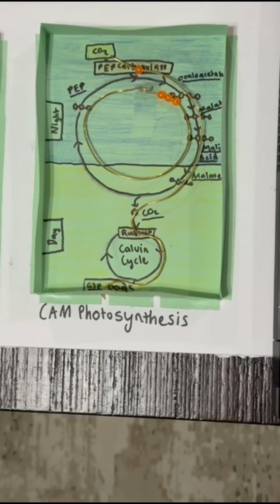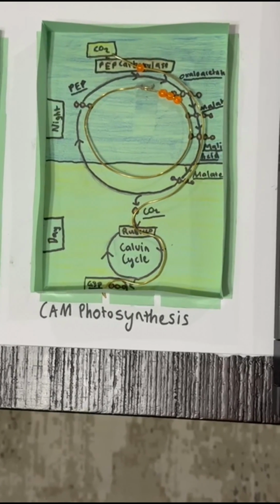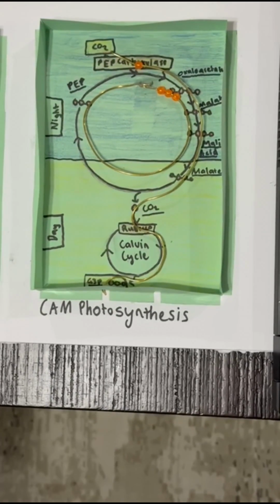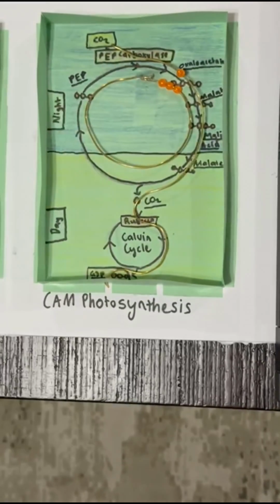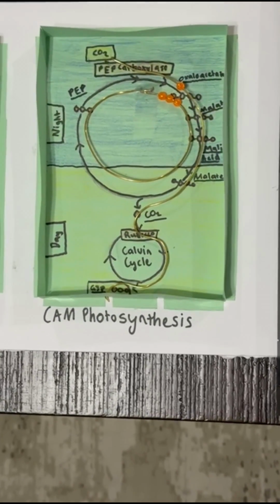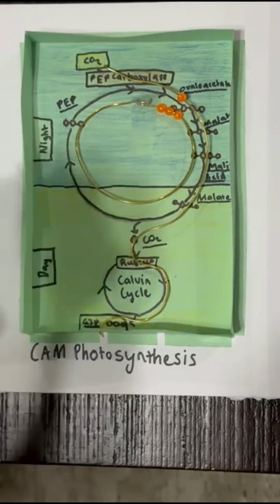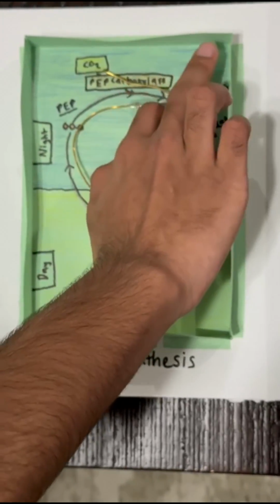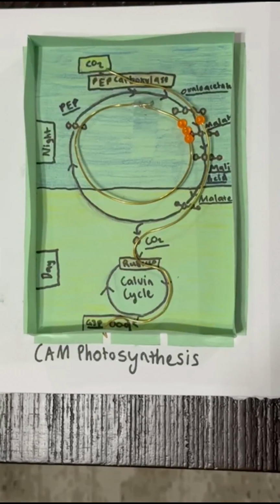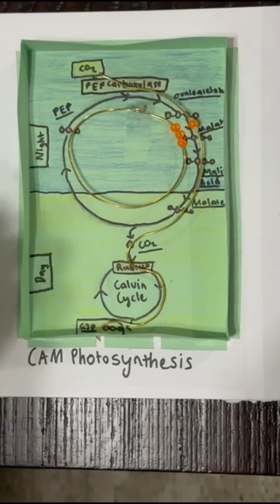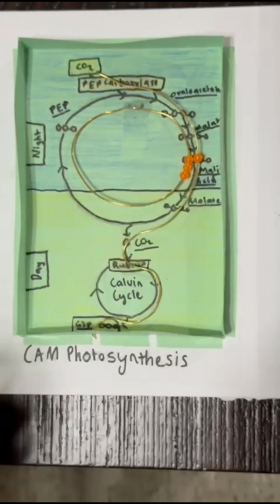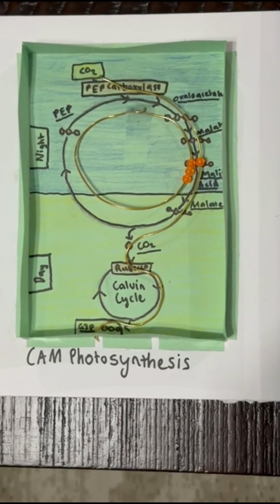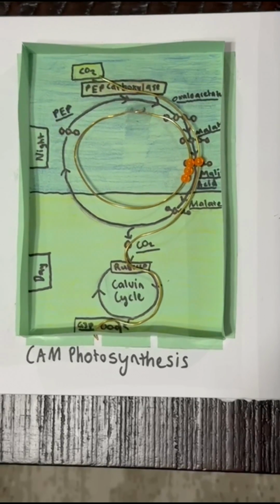During the night, CO2 is taken in from the open stomata of the plant and is transported to the mesophyll cytoplasm, where CO2 is fixed to PEP via PEP carboxylase to form the 4-carbon oxaloacetate. This 4-carbon oxaloacetate then turns into the 4-carbon malate, and then this 4-carbon malate turns into malic acid, and malic acid is stored during the night so the plant can use it later on during the day for photosynthesis.